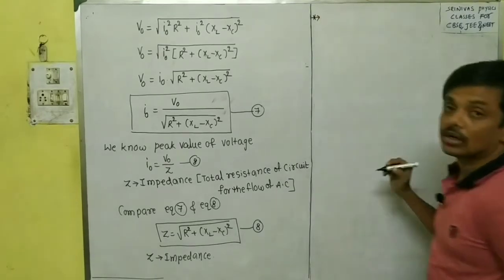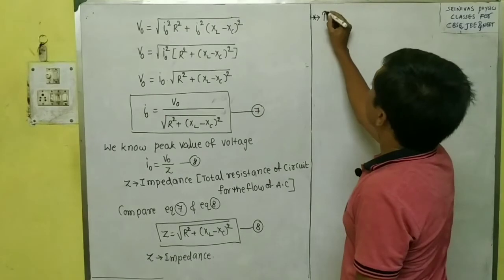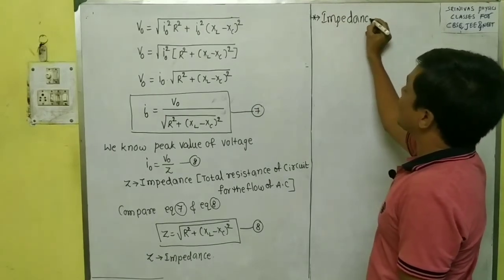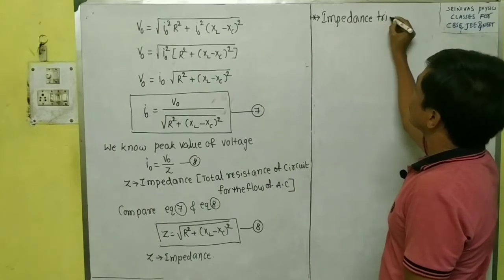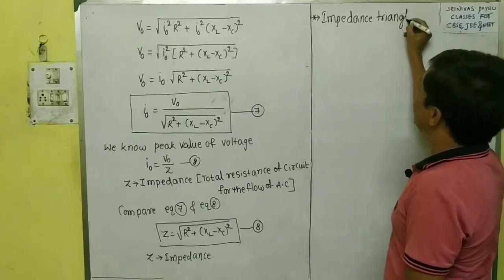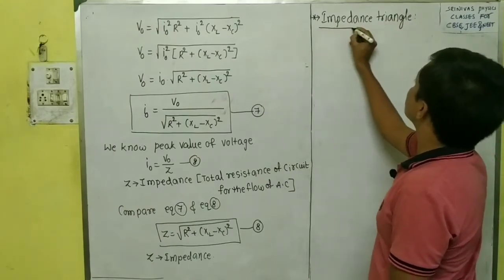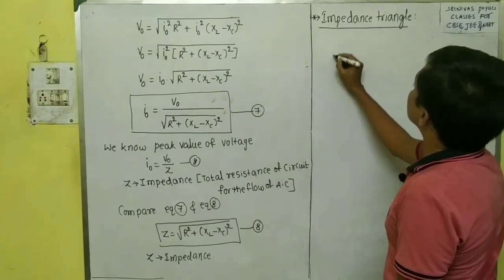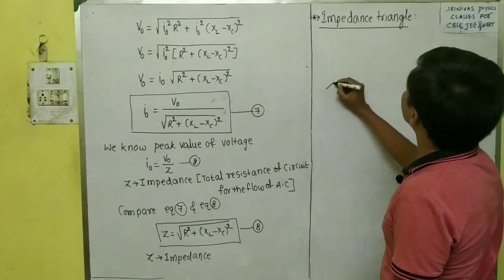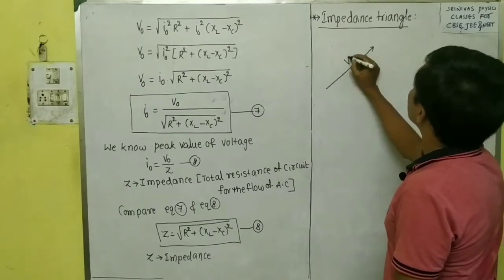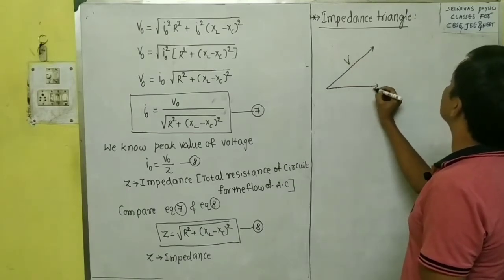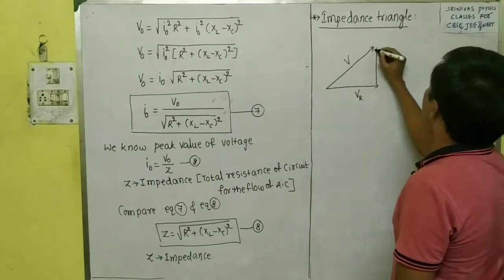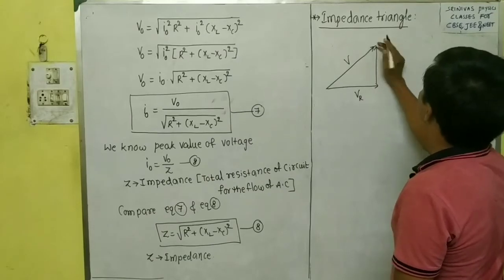I am going to continue. Impedance triangle. There is an impedance triangle. What is this impedance triangle? You see, we already know the diagram like this. This is the net voltage. This side is the voltage across the resistance. This side is VL minus VC. This we already know.